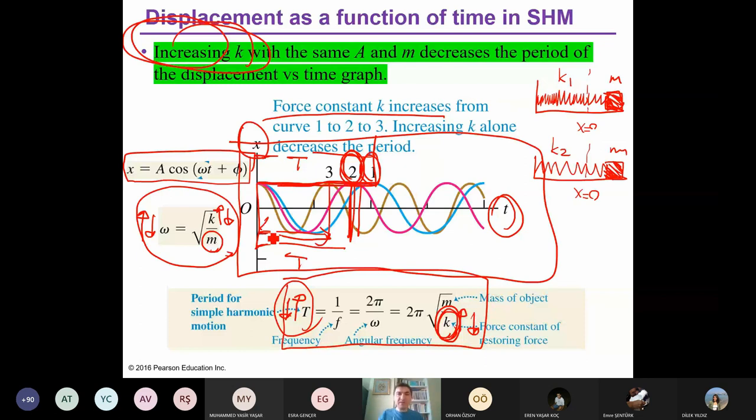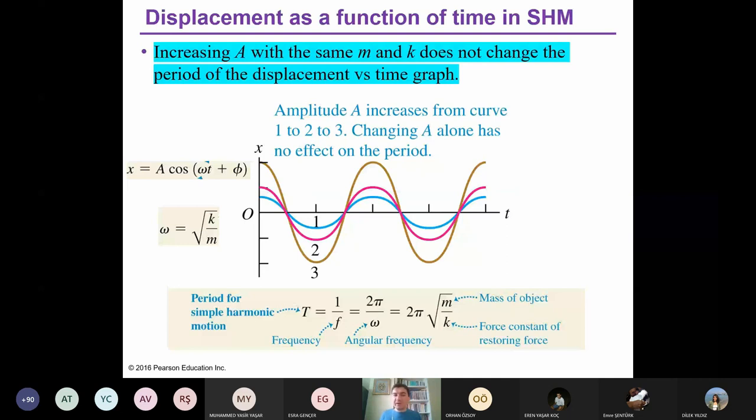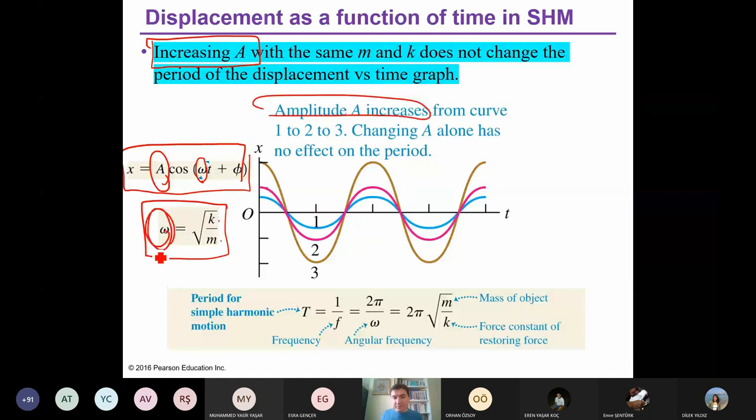constant K. Now, let me discuss the effect of amplitude on X and the effect of amplitude on period. So look at the X. Within the X, we have A here and we have omega. Look at the omega. K is constant, M is constant in this example. We only increase the amplitude. So angular frequency is independent from the A. Period is independent from the A. So change in the amplitude cannot affect the angular frequency, cannot affect the period, cannot affect the frequency.